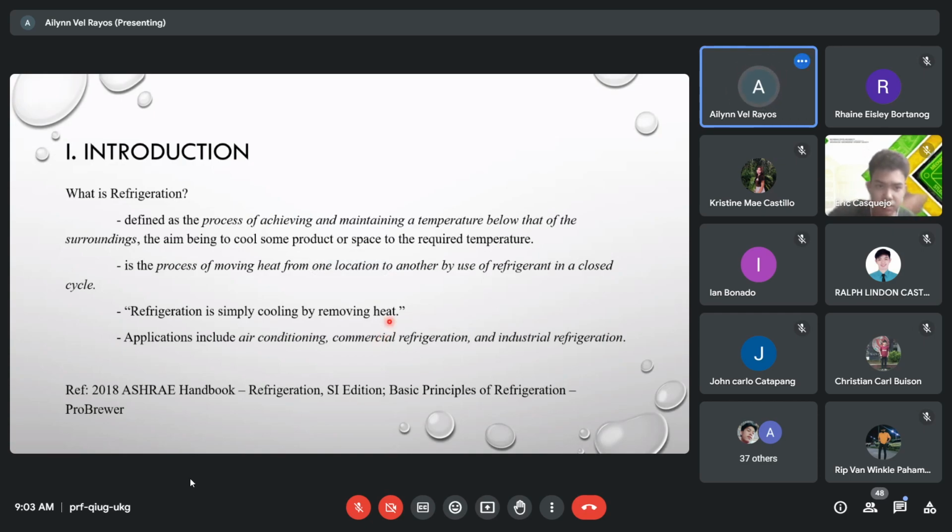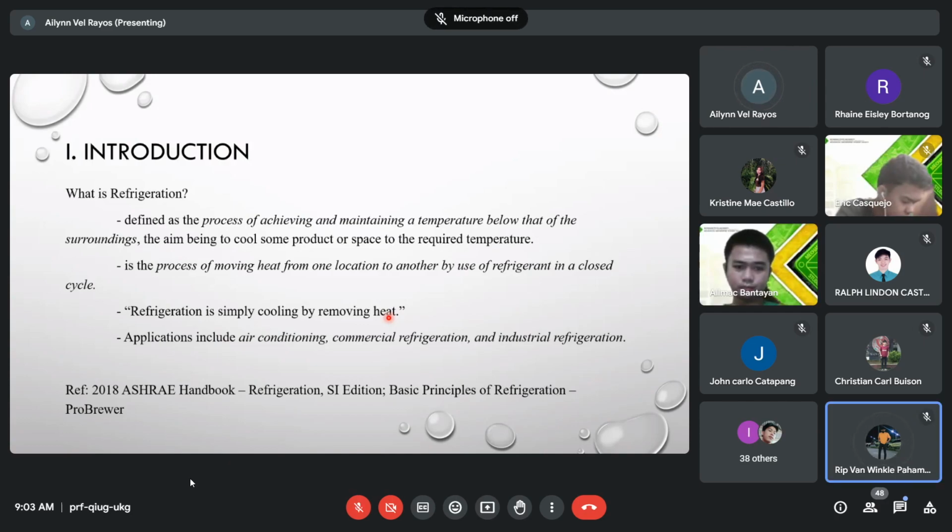Ano, so naalala ba? Naalala ba yun? Yes po, ma'am.